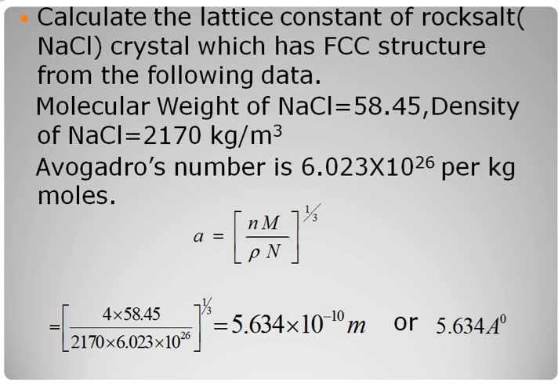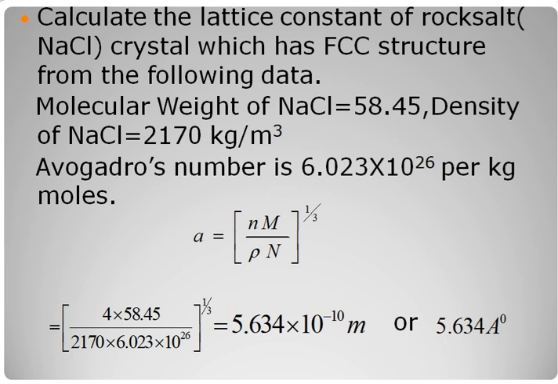The next numerical, calculate the lattice constant of rock salt, which is called as NaCl crystal, which has FCC structure, from the following data. Molecular weight of NaCl will be equal to 58.45. Density of NaCl is given as 2170 kg per meter cube. Avogadro's number is 6.023 into 10 raised to 26 per kg mole.